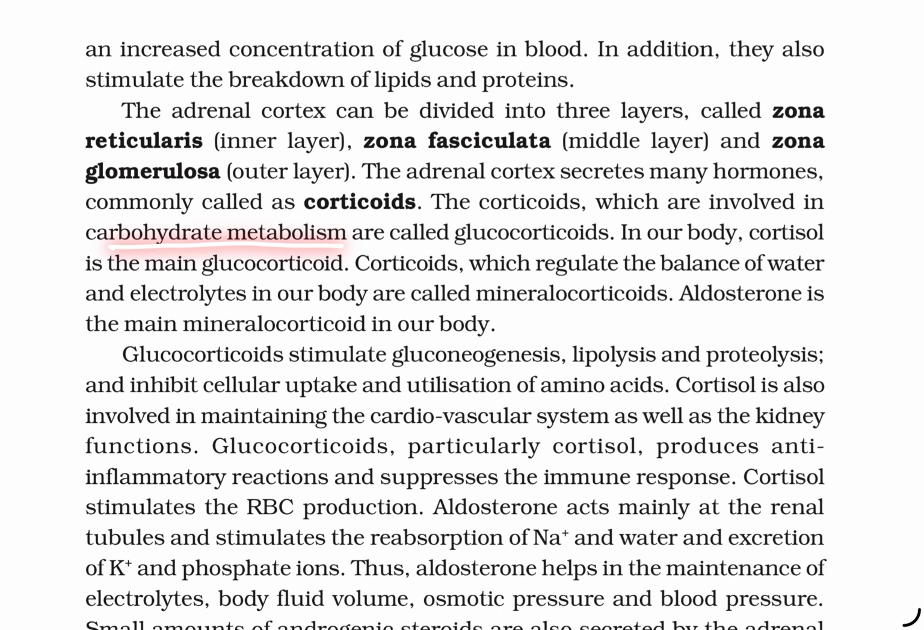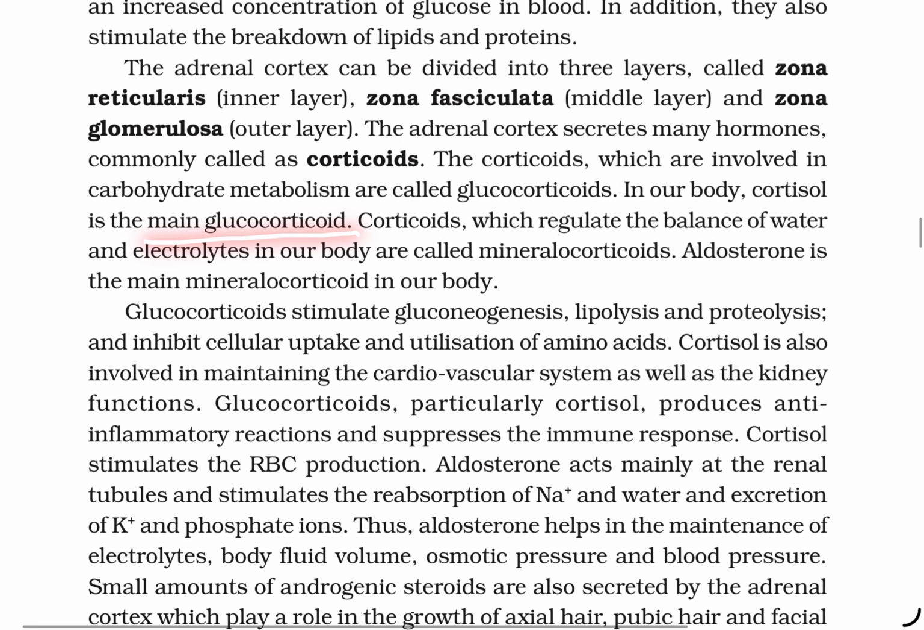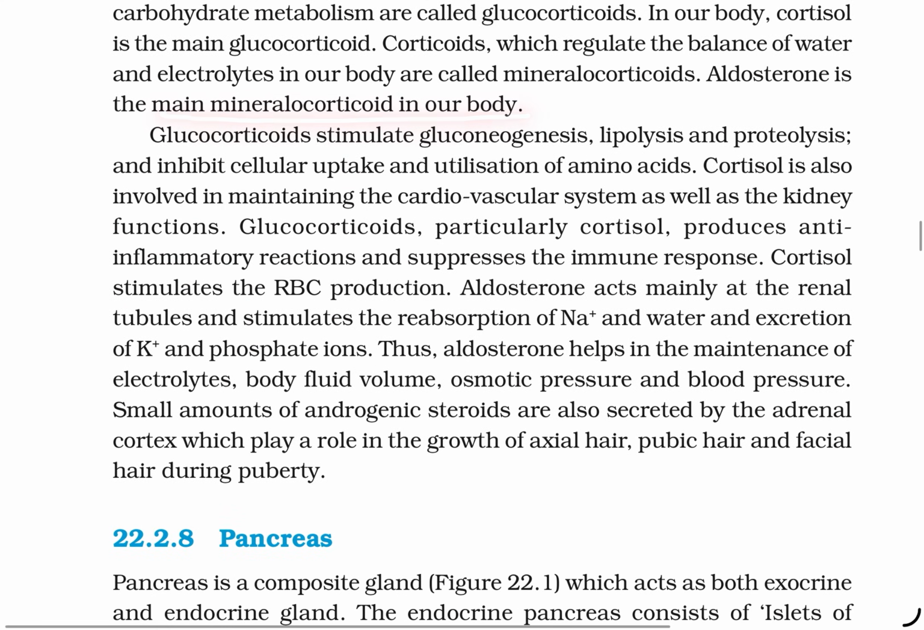The corticoids which are involved in carbohydrate metabolism are also called glucocorticoids. In our body, cortisol is the main glucocorticoid. The corticoids which regulate the balance of water and electrolytes in our body are also called mineralocorticoids. Aldosterone is the main mineralocorticoid in our body.